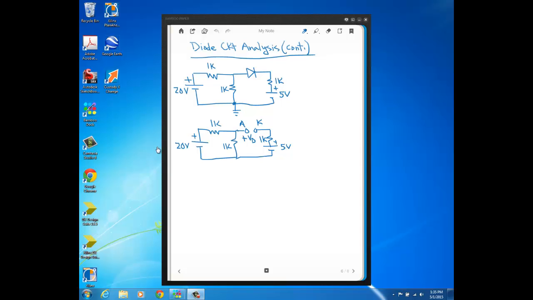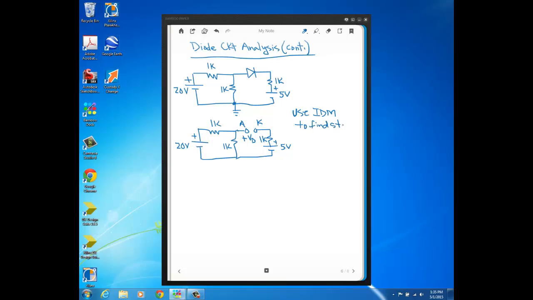Here's another circuit with a diode in it. We're going to determine the state of the diode, and once we have the state of the diode, we'll determine what the current for the diode is. We're treating the diode as ideal, so we're going to use the ideal diode model as we did before to find the state.